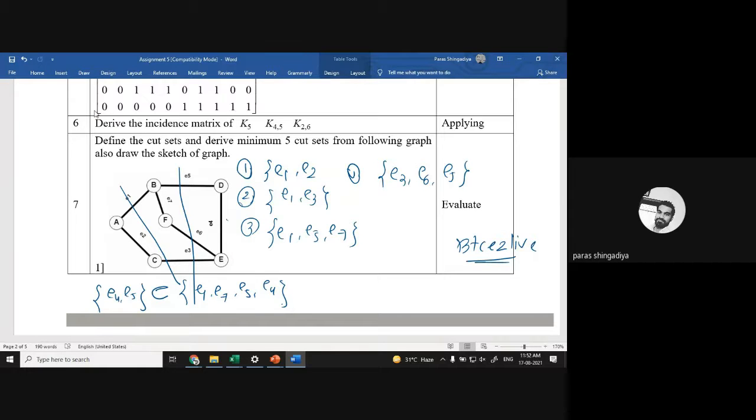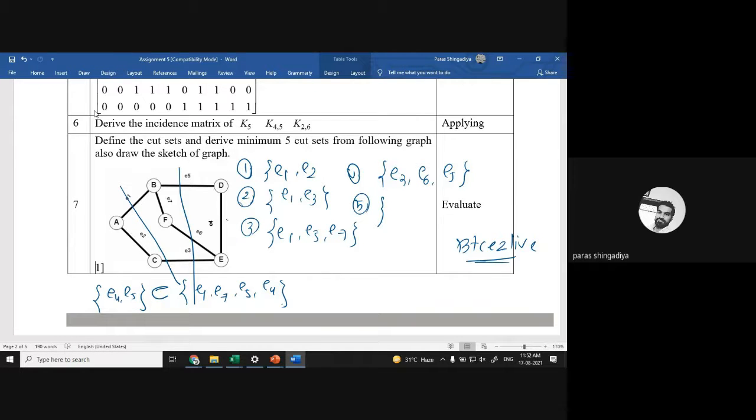Okay, check it. Consider E5 and E6. Delete E5 and E6 only. Now check the rest of the graph. Disconnected. Okay, but from here it will connect, because the last edge is there. So it will be connected. So these are the 4, and next you can consider the fifth one.